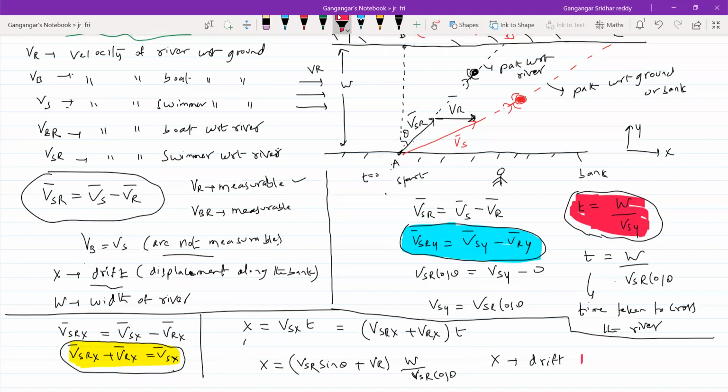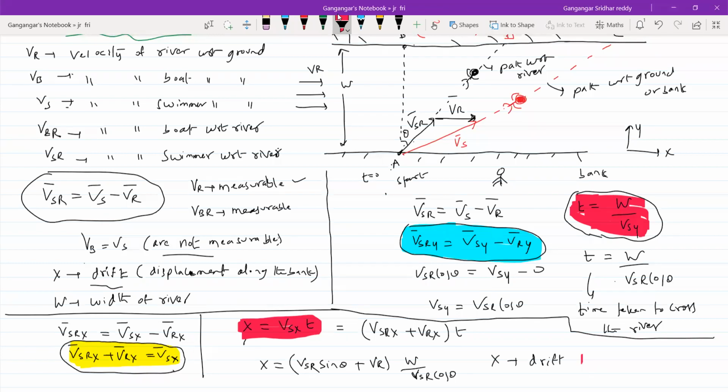VSY will determine the time taken to cross the river. VSX will determine the drift. Finish. You need not bother about any other thing after this. Whatever the type of numerical, you can manage. Any doubts you can clarify, because this is the basic idea, and in every numerical I'll be taking help of this condition only.